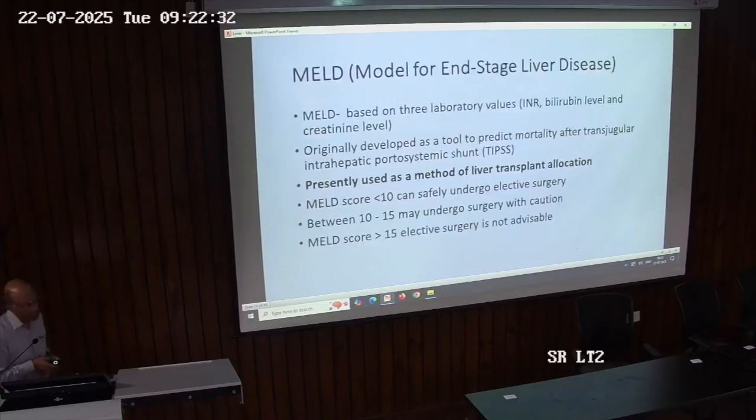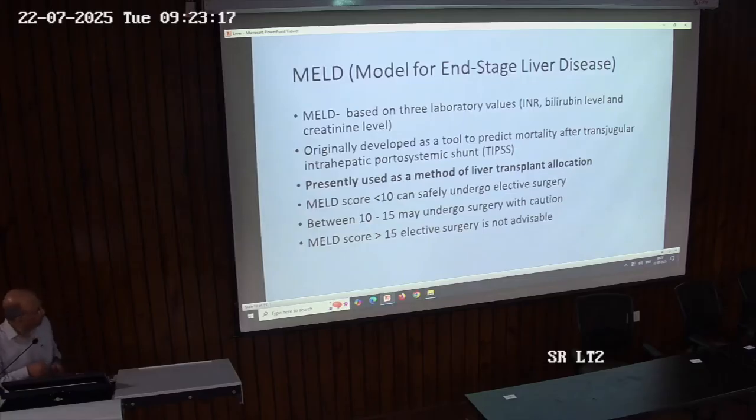The next one is the MELD, or the model for end-stage liver disease. This utilizes 3 parameters: bilirubin, INR and creatinine. So I won't go into the details of how it is calculated, that is slightly complicated, but it is these 3 parameters which are considered. It was originally devised as a tool to predict mortality after doing the TIPS procedure, transjugular intrahepatic portosystemic shunt. This is one of the procedures done for portal hypertension for temporary decompression.